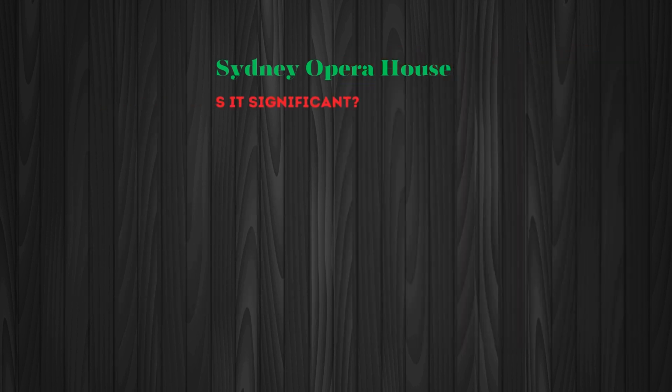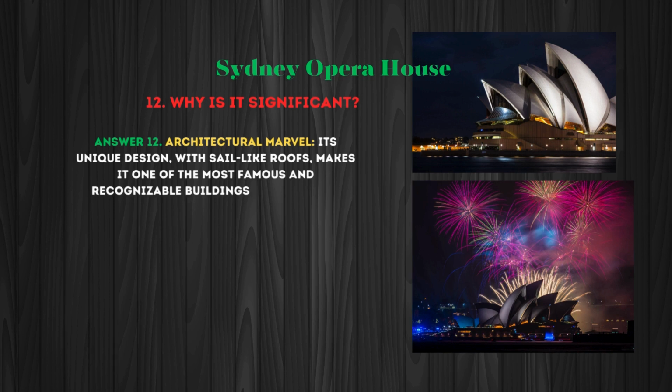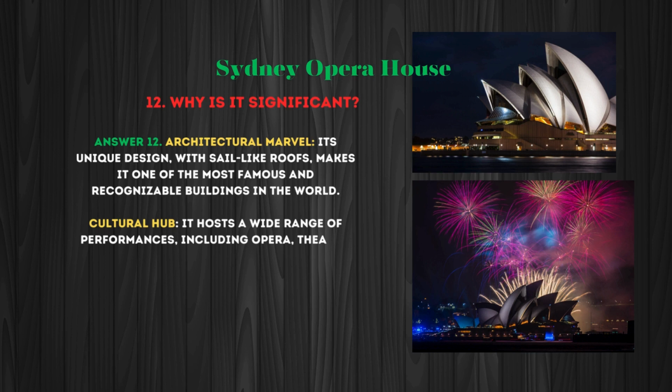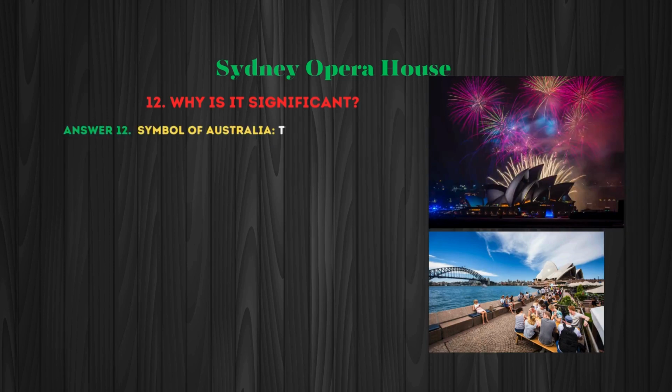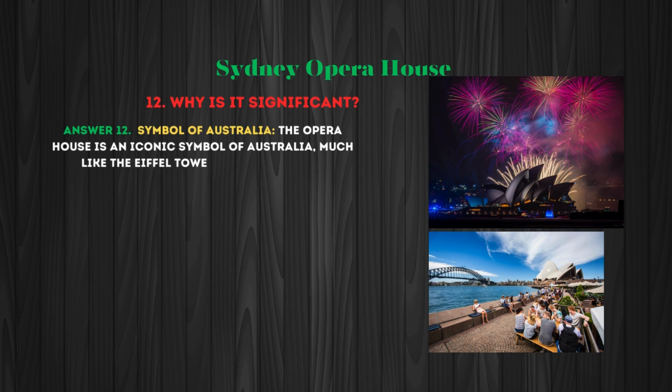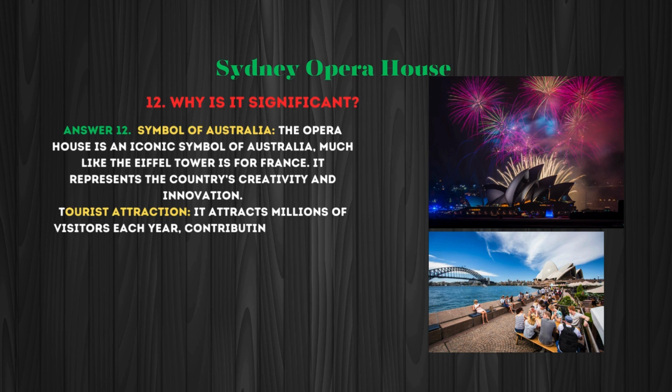Why is it significant? Architectural marvel. Its unique design with sail-like roofs makes it one of the most famous and recognizable buildings in the world. Cultural hub. It hosts a wide range of performances, including opera, theater, music, and dance, making it a key center for the arts. Symbol of Australia. The Opera House is an iconic symbol of Australia, much like the Eiffel Tower is for France. It represents the country's creativity and innovation. Tourist attraction. It attracts millions of visitors each year, contributing to Sydney's tourism and economy.